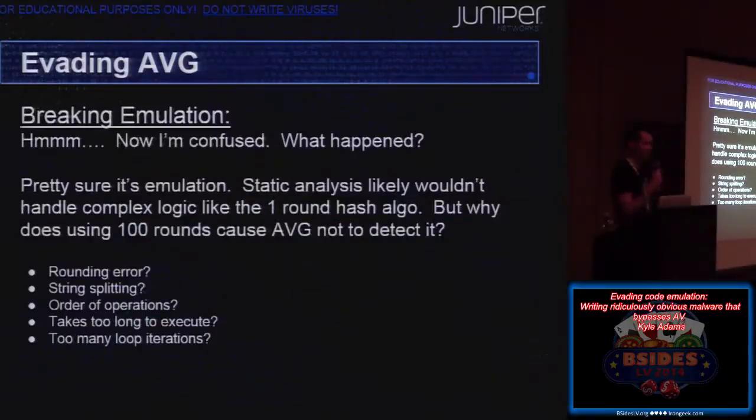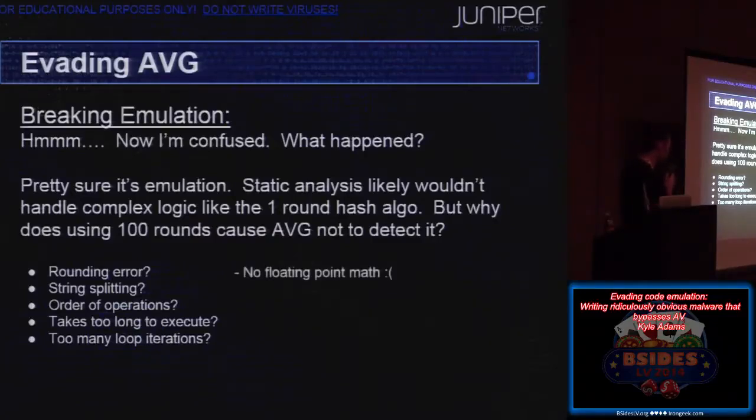Why did they not get through 100 hashing algorithms but got through one just fine? It's really strange. So the ideas that I came out with here: maybe it's a rounding error, maybe they're doing some string splitting, or they don't have string splitting. Maybe it's order of operations, since I didn't put parentheses around any of the math that I used. Maybe it takes too long to execute, or maybe there's too many loop iterations.